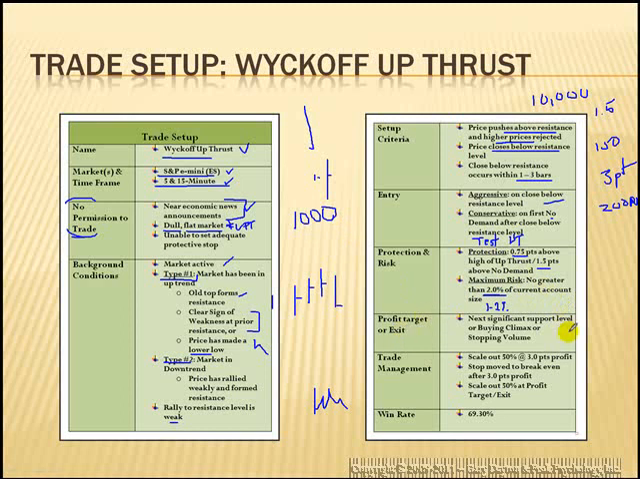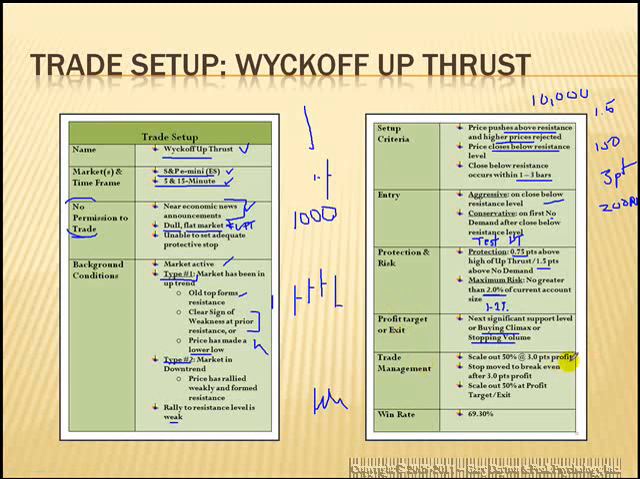Profit target. You can do this in a lot of different ways. If we're in an upthrust, it's upthrusting the top of a trading range. The logical profit target is going to be the bottom of the trading range. Or you might be going for a bigger profit target and you're looking more for climactic volume or stopping volume to come in. Okay.